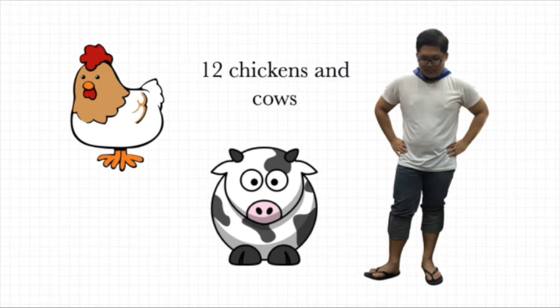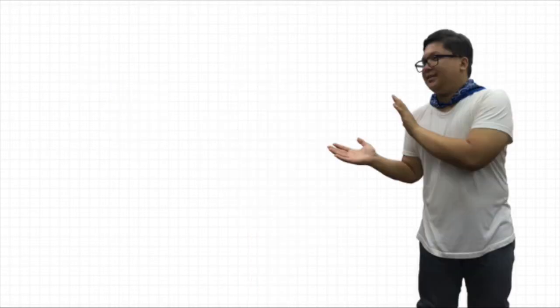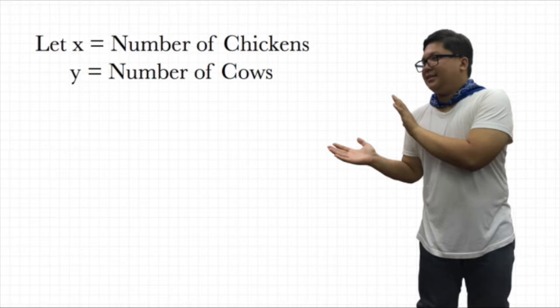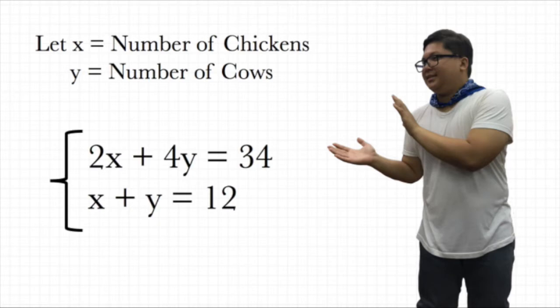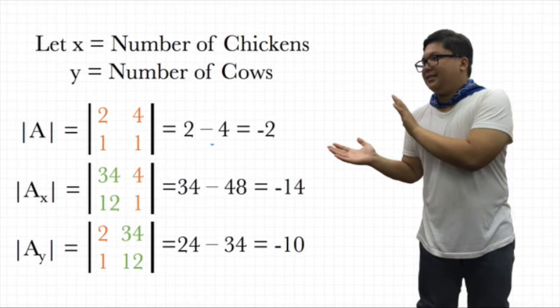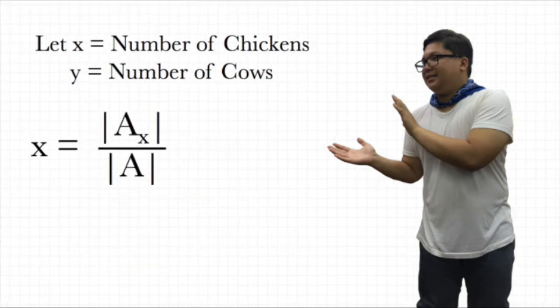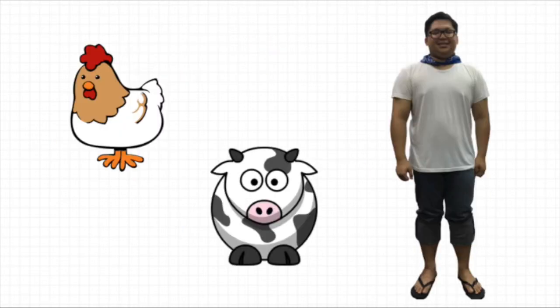Miko has a total of 12 chickens and cows, and he counted 34 feet, but he's not quite sure how many chickens and cows there are. In order to solve for the number of chickens and the number of cows, let's consider the following. Let X be the number of chickens and Y the number of cows. From the following system of linear equations, we can get the following matrices and their determinants. As such, we solve that Miko has 7 chickens and 5 cows.